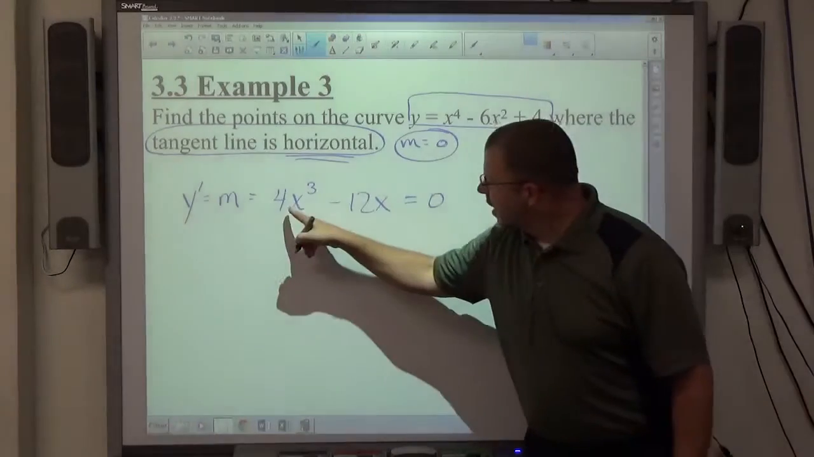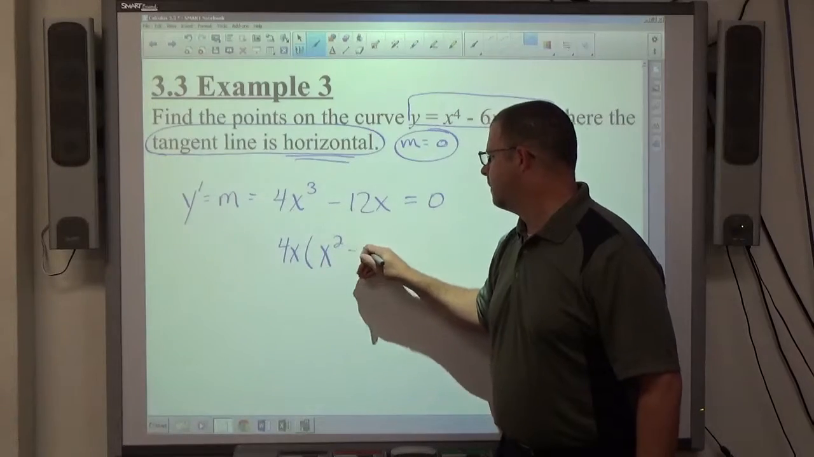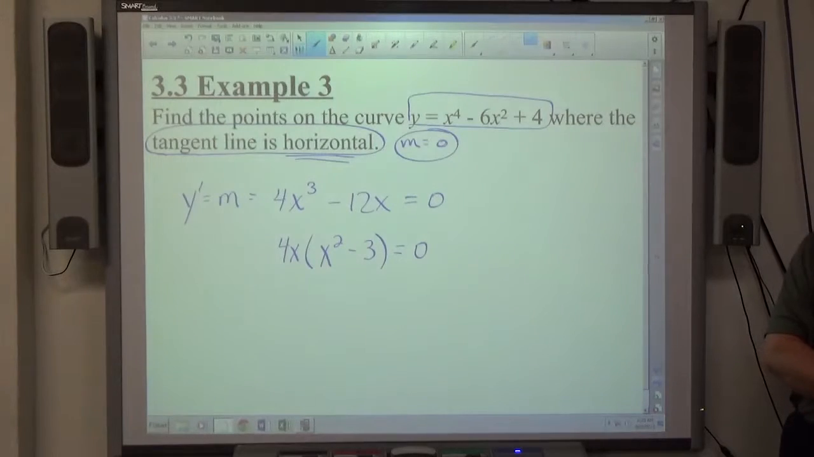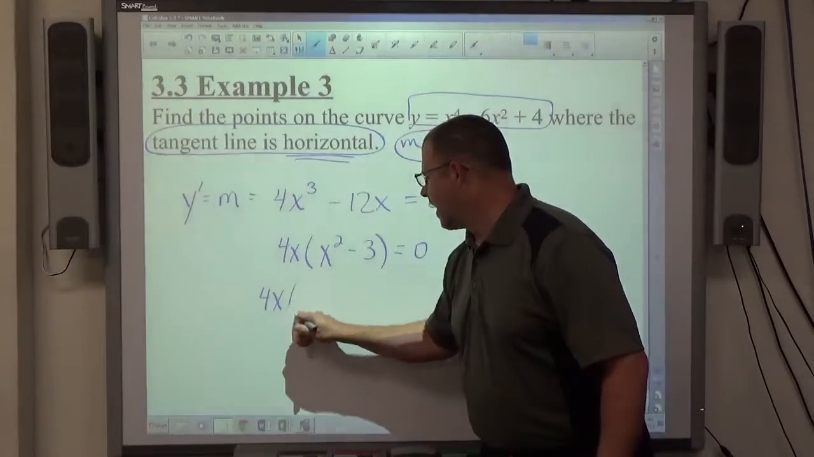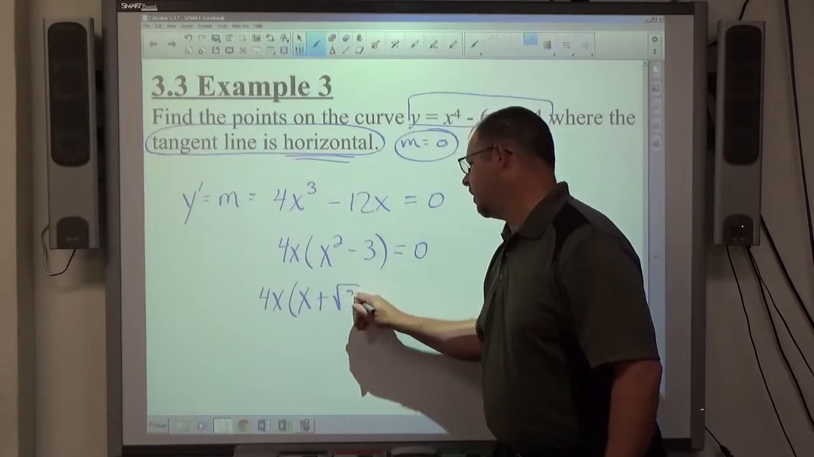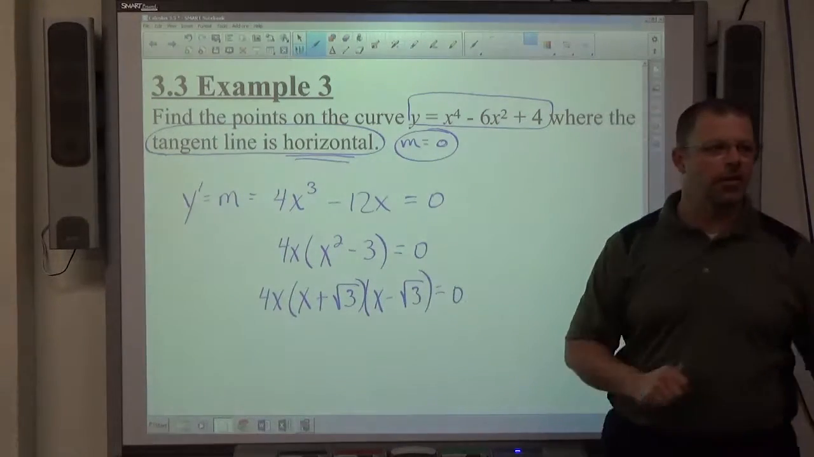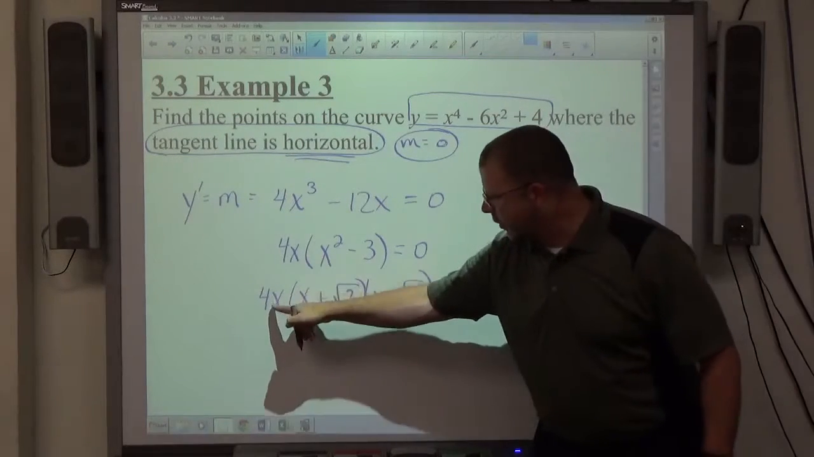All right. But in this case, 4x cubed minus 12x, I can factor a 4x out. 4x times x squared minus 3 equals 0 is the factored form. That means that 4x times x plus the square root of 3 times x minus the square root of 3 equals 0. You want to factor it as a difference of squares. Even though 3 isn't officially a perfect square, the square root of 3 times the square root of 3 makes 3, so I can treat it like a perfect square, right? All right. That gets me down to 3 linear factors.